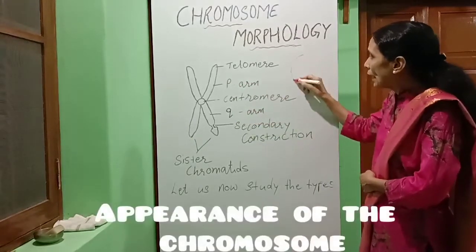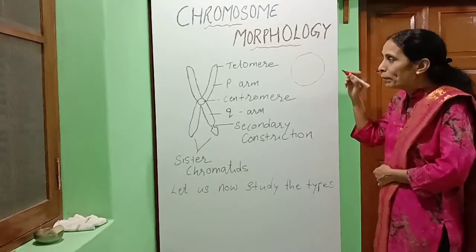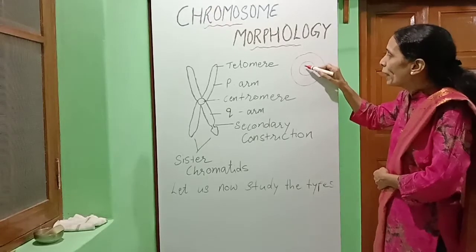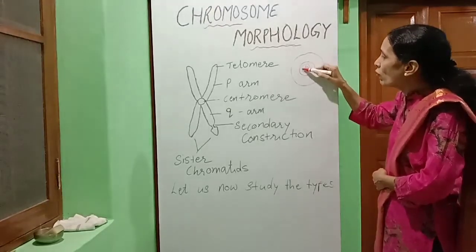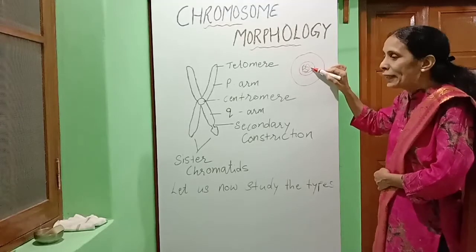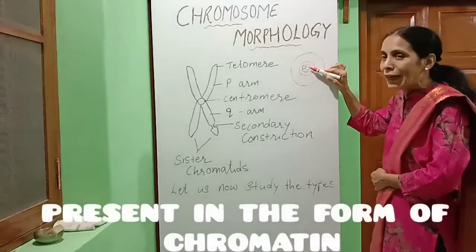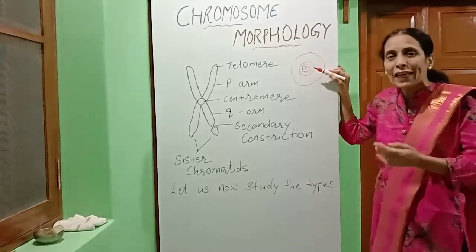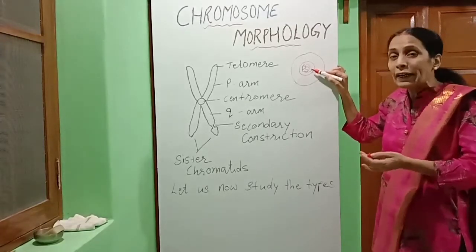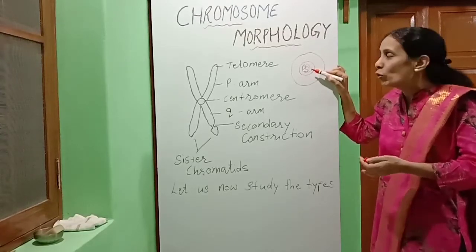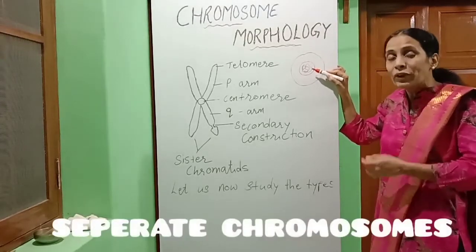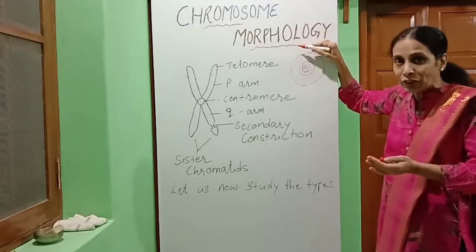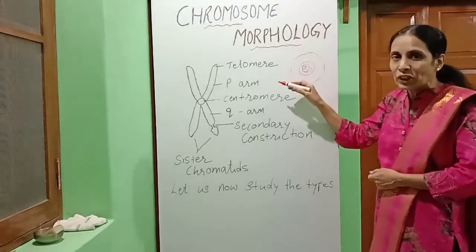Generally, inside the cell, in the nucleus, the chromosome is present in the form of chromatin, which is thread-like. This chromatin during cell division will get condensed into separate chromosomes, and we can study the chromosome morphology during cell division at the metaphase stage.